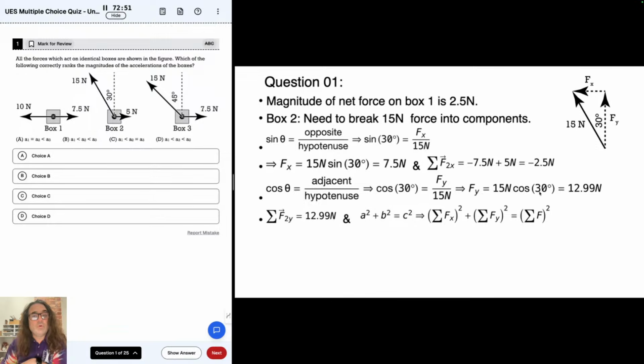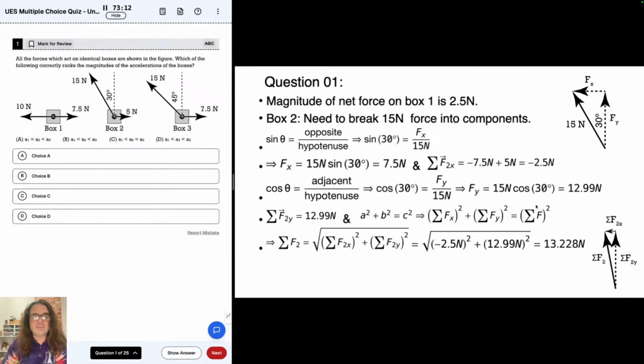All right, so we now know that the net force on box 2 in the y direction is 12.99 newtons, because that's the only force in the y direction. So then we can use the Pythagorean theorem to determine the net force, because we now know the net force on box 2 in the y direction and the net force on box 2 in the x direction. We can figure out the net force on box 2. It just equals the square root of the net force on box 2 in the x direction squared plus the net force on box 2 in the y direction squared, or the negative 2.9 squared plus 12.99 squared. And please realize that negative is in the parentheses and does end up being squared as well, which makes that a positive number. So we end up with 13.228 newtons for the net force on box 2. That's the magnitude of the net force on box 2.